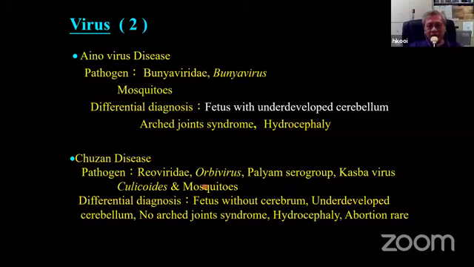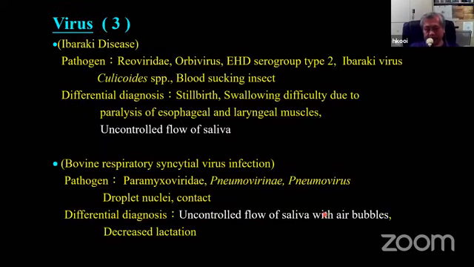Okay? And then the Chuzan disease, and of course fetus without cerebrum. Okay, but for Chuzan disease, the abortion is quite rare. Okay, it is what you call stillbirth. Then we have the Ibaraki disease and the bovine respiratory syncytial virus.